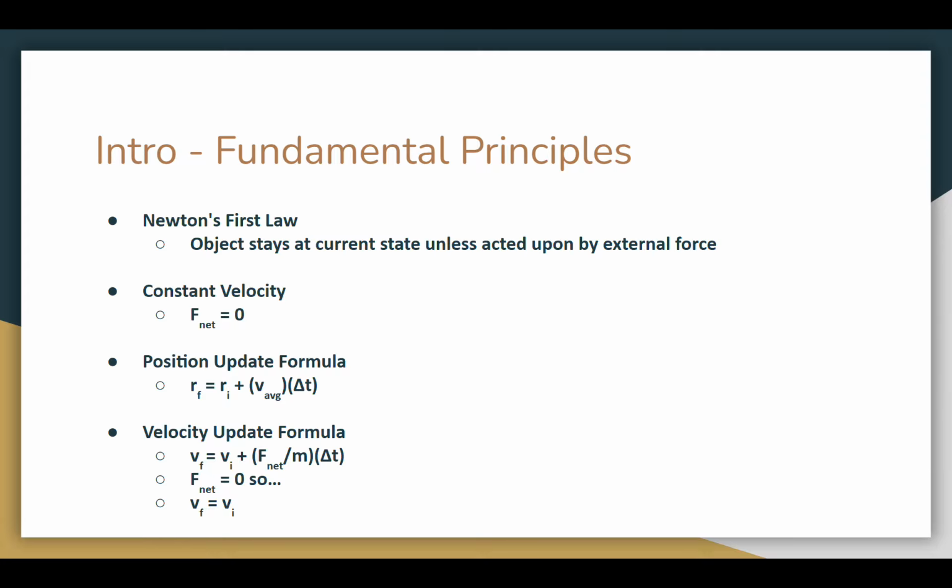In relation to this lab, since the net force is equal to zero under constant velocity, if we look at the velocity update formula, the initial and final velocity throughout this experiment should be the same. And looking at the position update formula, all we have to do is multiply the velocity times the time and add it to the initial position, which should be zero.